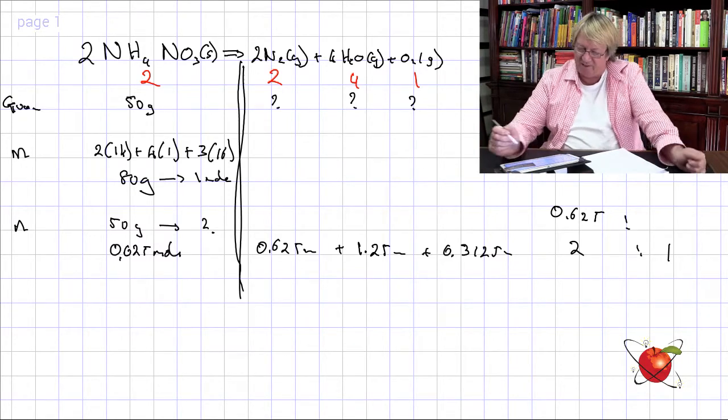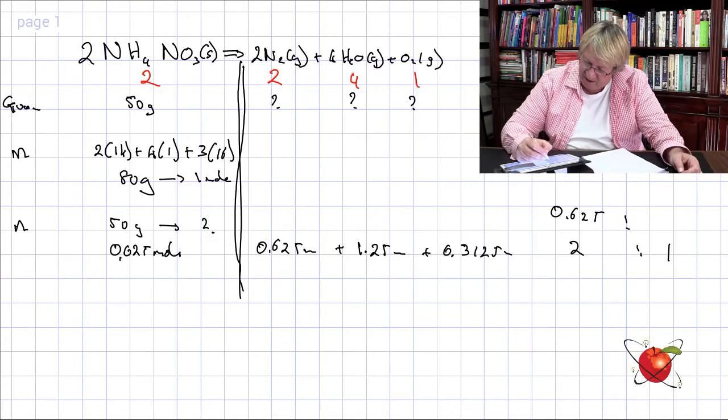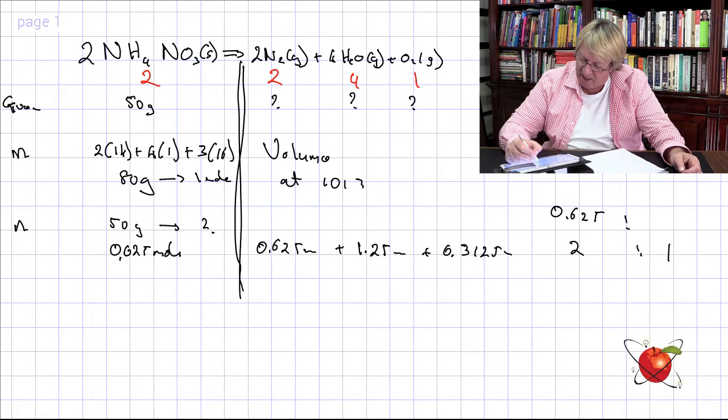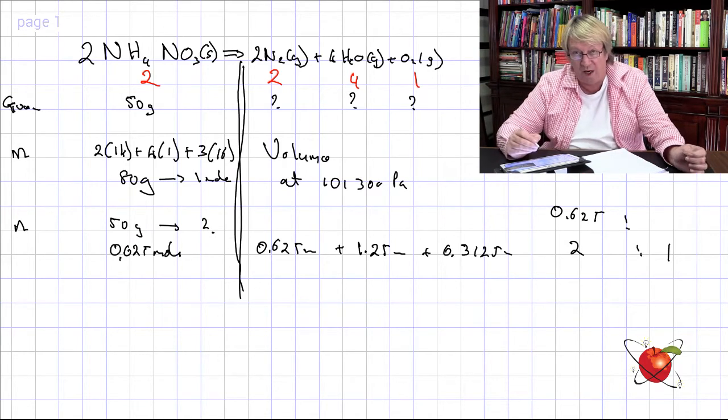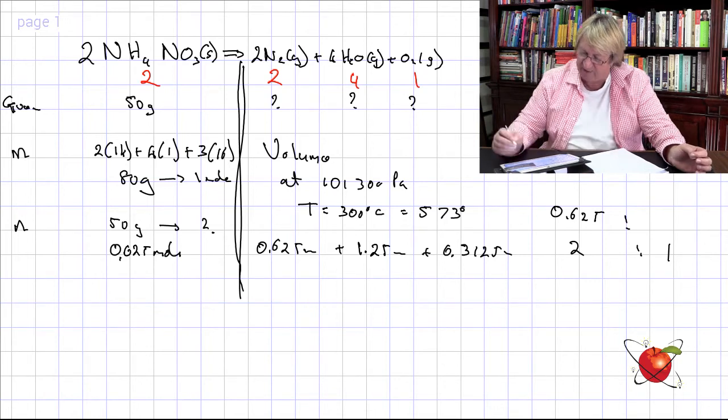Now, you say, okay, that's fine. They've said volume. They want to know the volume, and they've given us 101,300 Pascal, or 101.3 kPa, and they've told us the temperature was 300 degrees Celsius. Always change that to Kelvin: add in the 273, giving 573 degrees Kelvin.